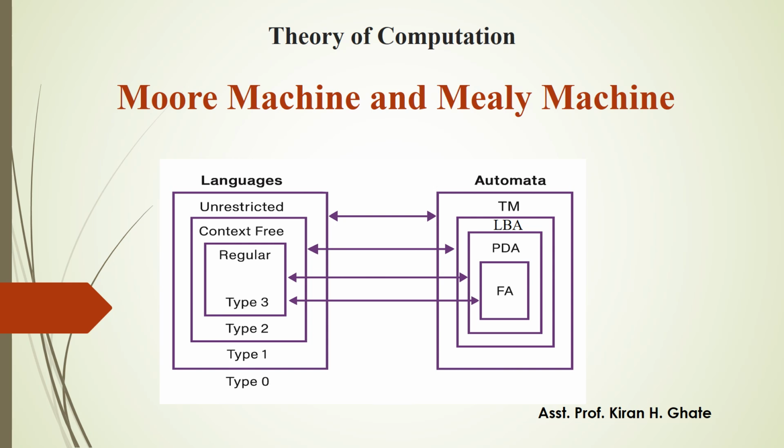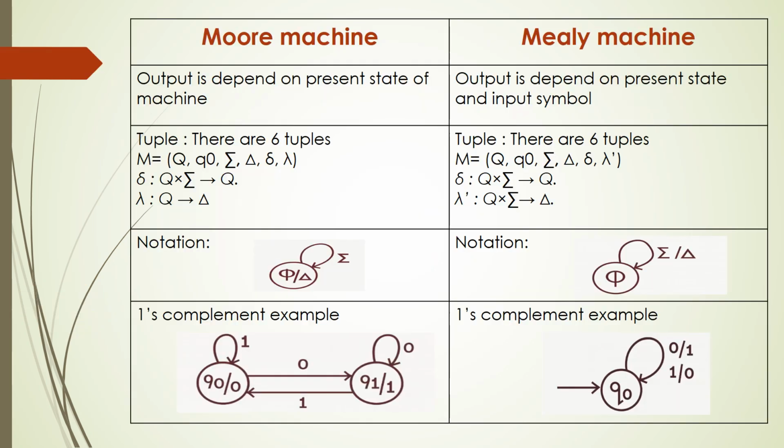There is a specific difference between NFA and DFA, which are without-output automata, and Moore machine and Mealy machine, which are with-output automata. Okay, so let's go deeper into Moore machine and Mealy machine: how they are designed, how they are defined, and which tuples are used in them. Let's discuss one by one: Moore machine and Mealy machine.